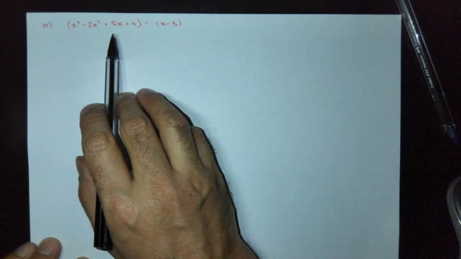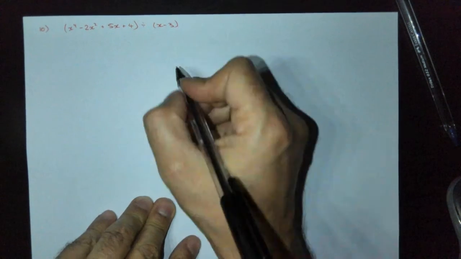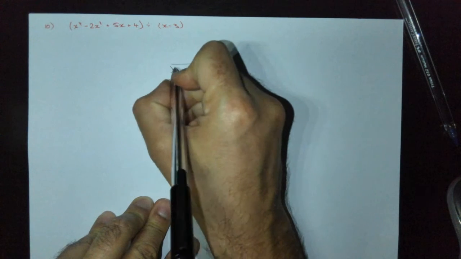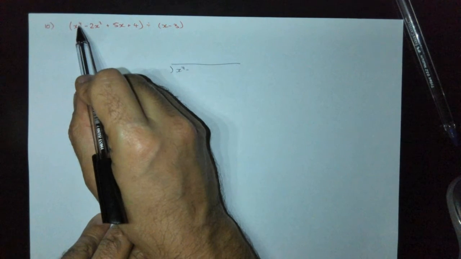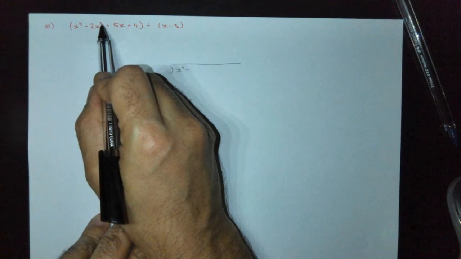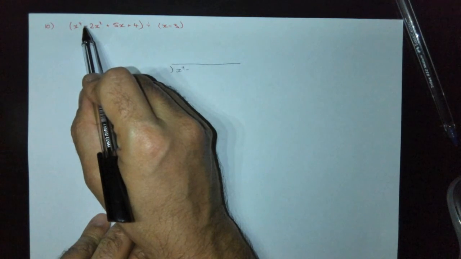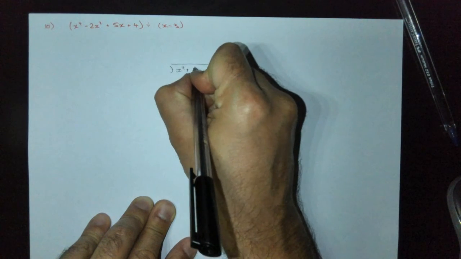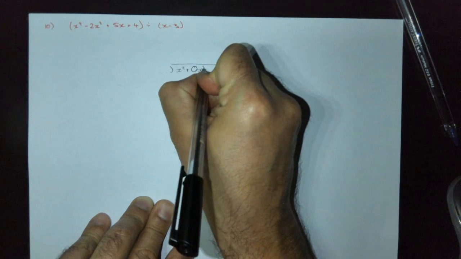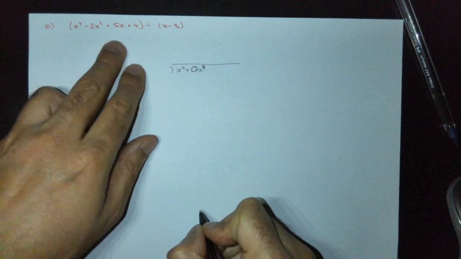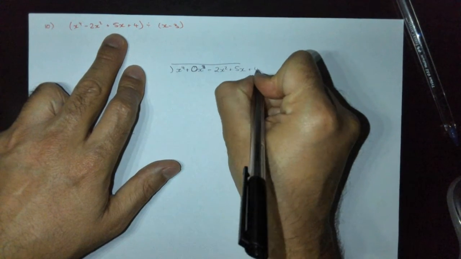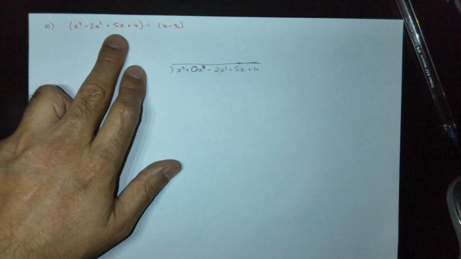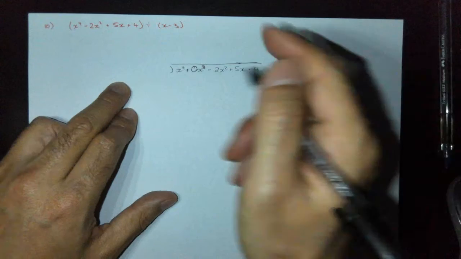All right, question 10. X to the power 4 minus 2x squared plus 5x plus 4 divided by x minus 3. All right. So x to the power 4 minus, now I'll stop here, because looking at this, I've got x to the 4, then I've got an x squared, an x, and a constant. I'm missing x to the power 3. So I'm going to write in 0 of x to the power of 3. Okay. Then I'm going to write negative 2x squared plus 5x plus 4.